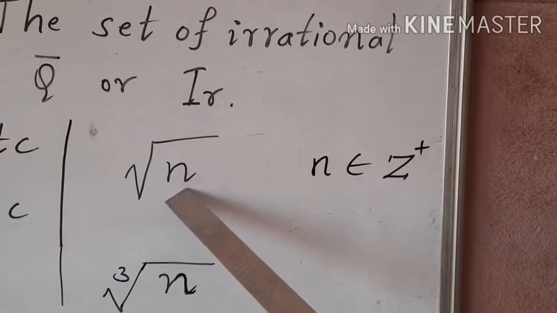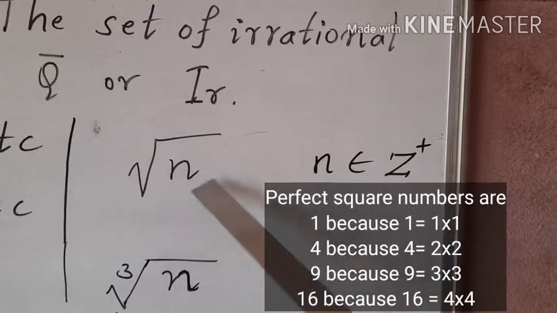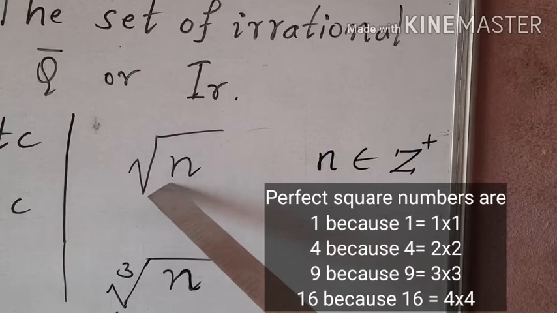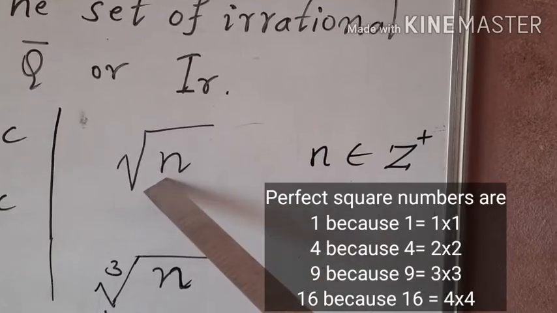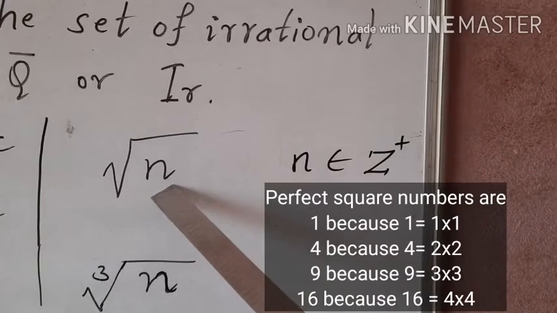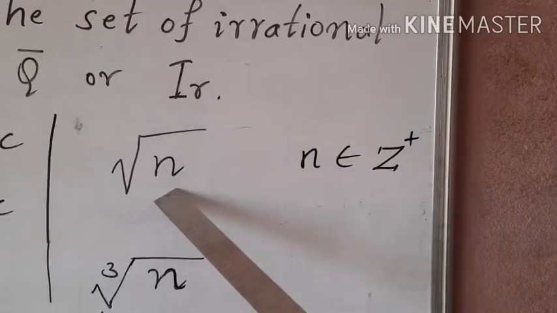Perfect square number means this number can be written as the product of two equal factors. If it can be written as the product of two equal factors, and this number is under the square root mark, then this is not an irrational number. This becomes a rational number.